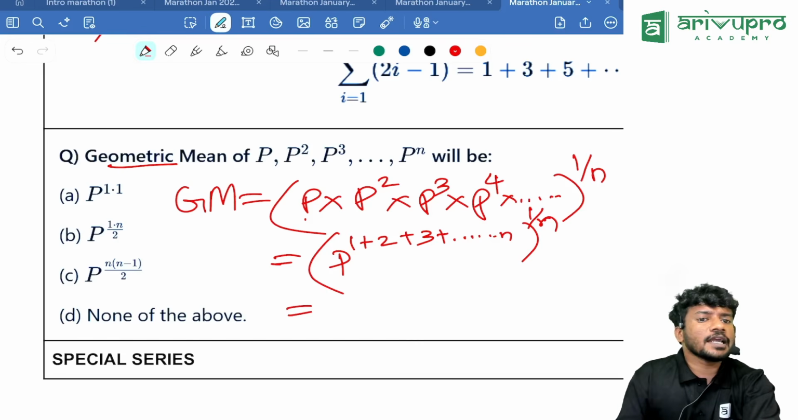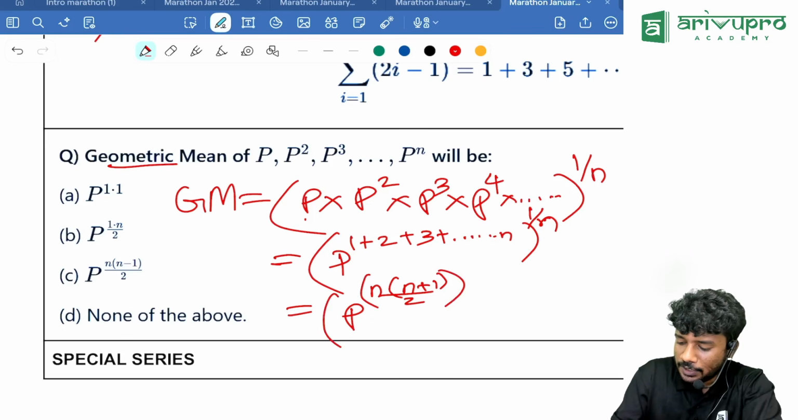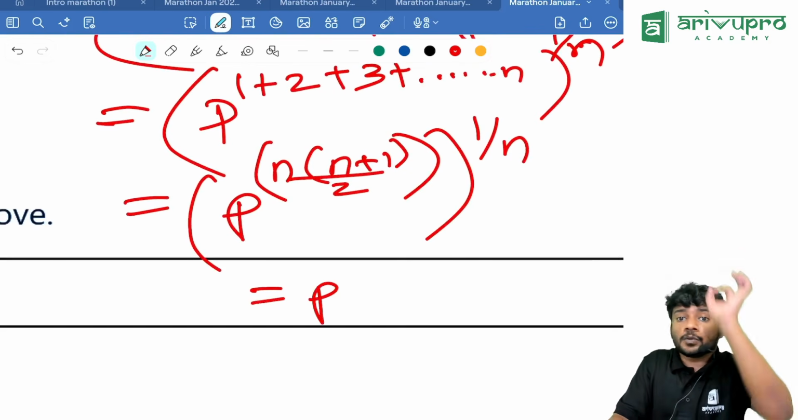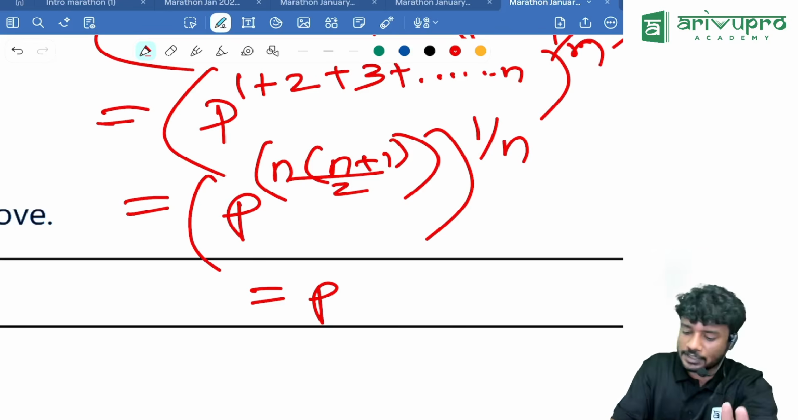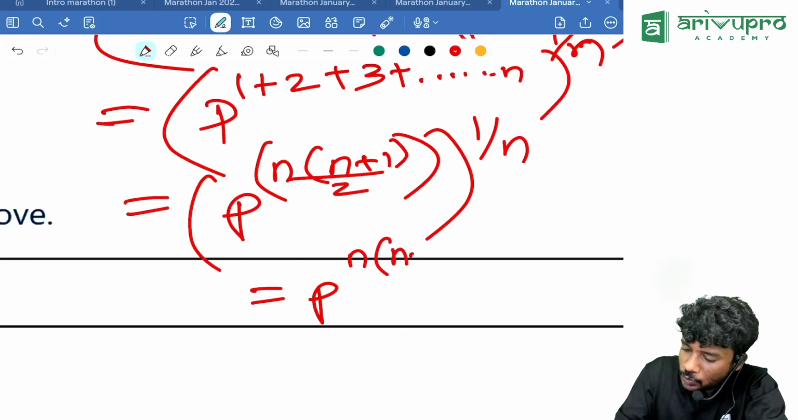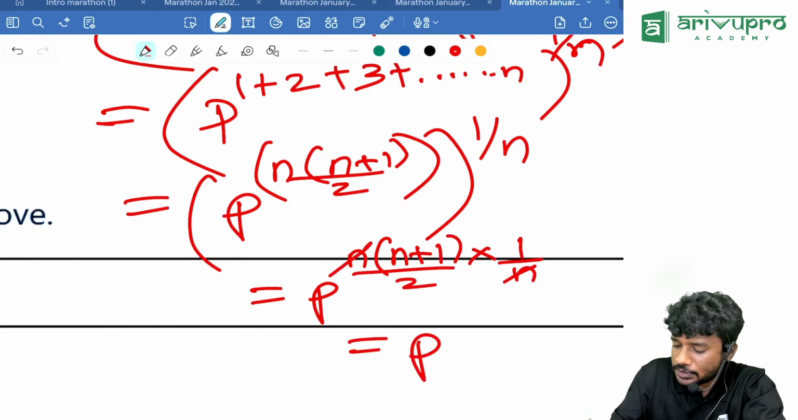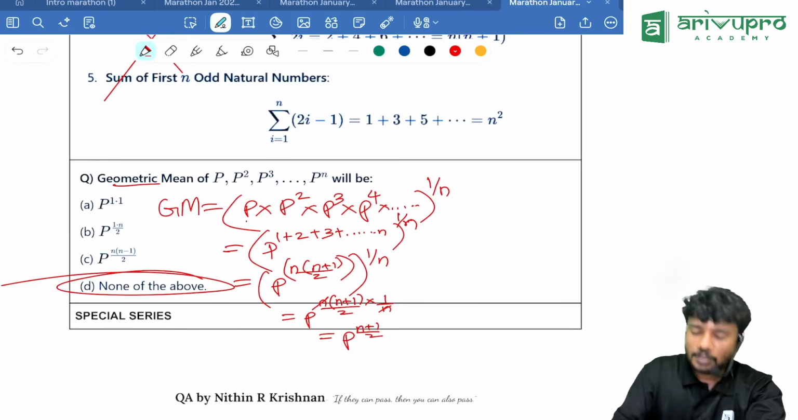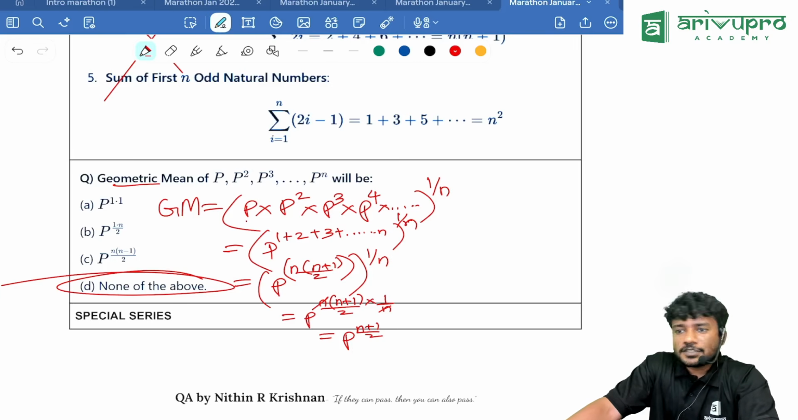What is the sum of n natural numbers? P raised to n into n plus 1 divided by 2, the entire thing raised to 1 by n. That means A raised to m, the whole raised to n, is how much? A raised to m into n. Similarly, P raised to n into n plus 1 divided by 2 into 1 by n. The n cancels. What is the answer? P raised to n plus 1 divided by 2. Which option is the right answer? None of these.